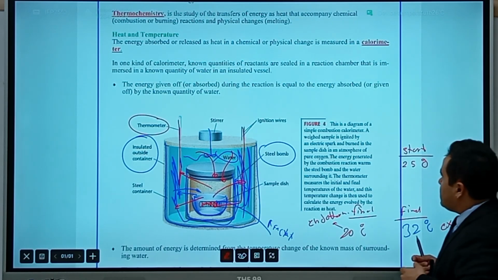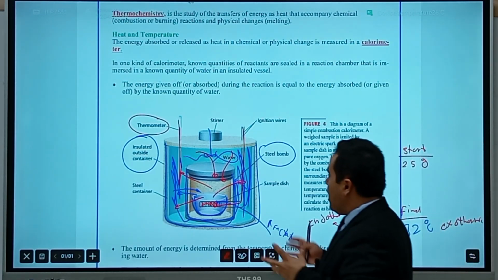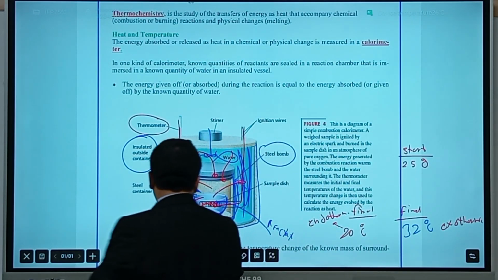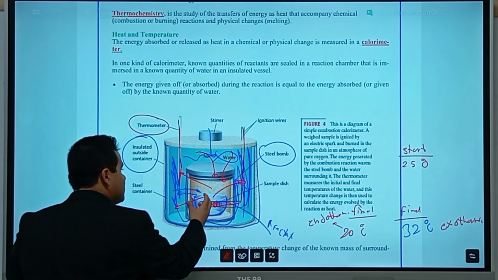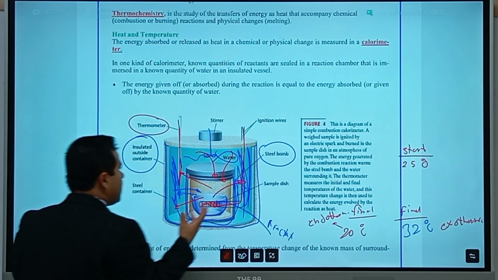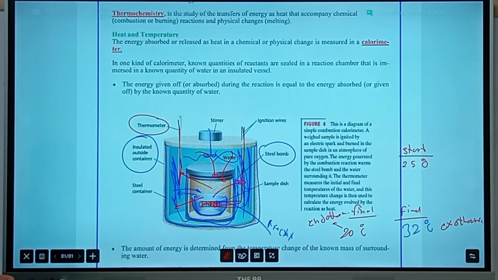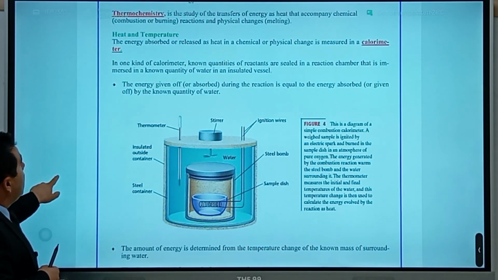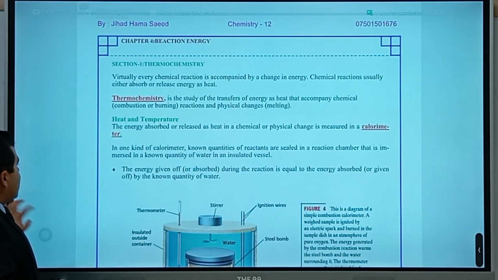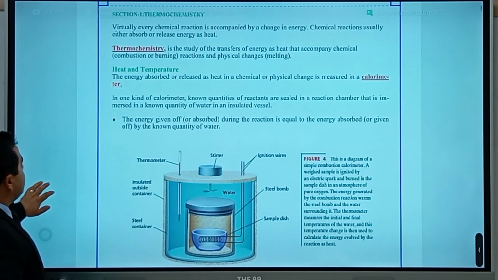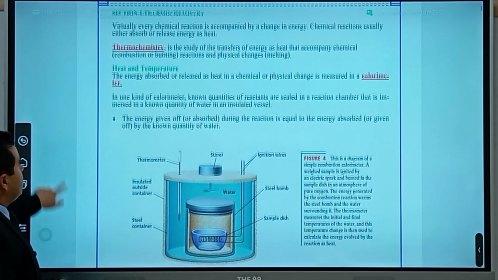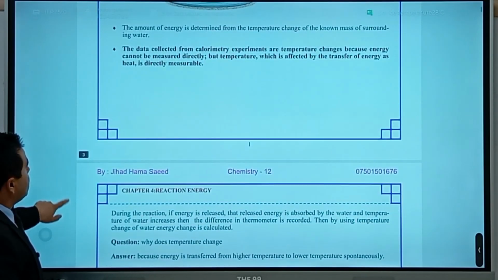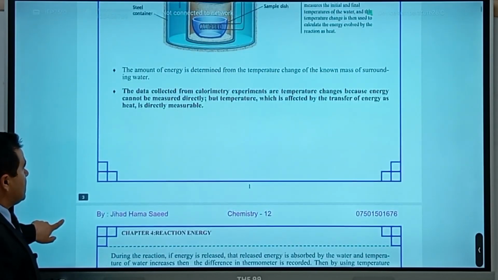That's the working mechanism of the combustion calorimeter. This is the combustion calorimeter, in which we add something and combust it. Usually the combustion processes are exothermic, which warm up the surrounding, guys. That was the working mechanism of the combustion calorimeter. We have discussed the combustion calorimeter, guys.